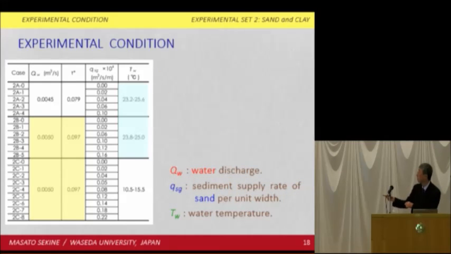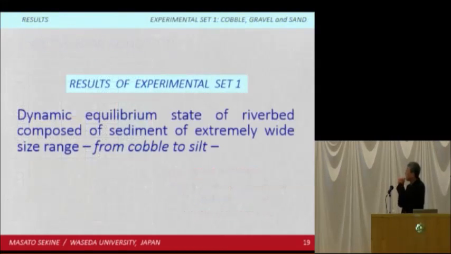Here you can see the temperature in a summer season and winter season. Erosion rate of clay depends on the water temperature. So let's talk about the result of experimental set 1.